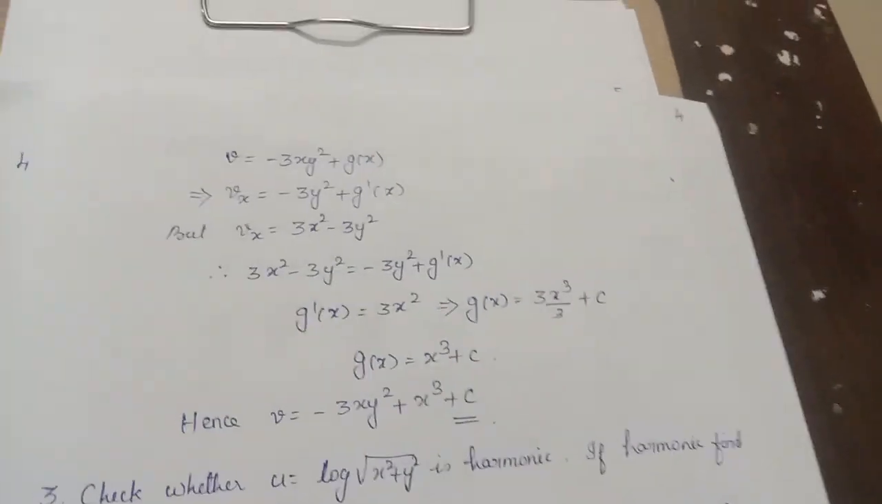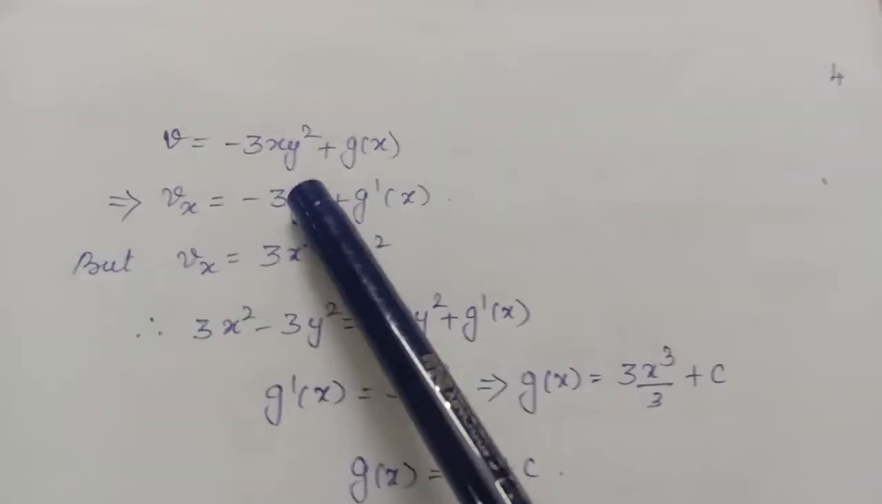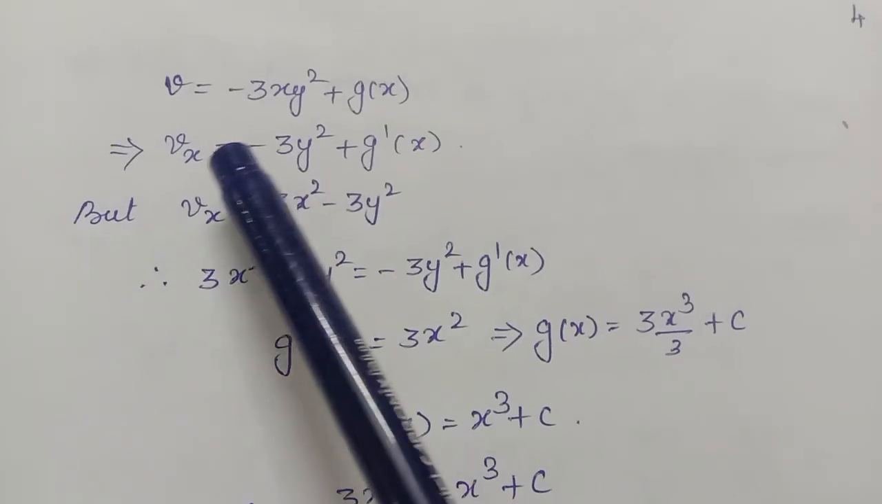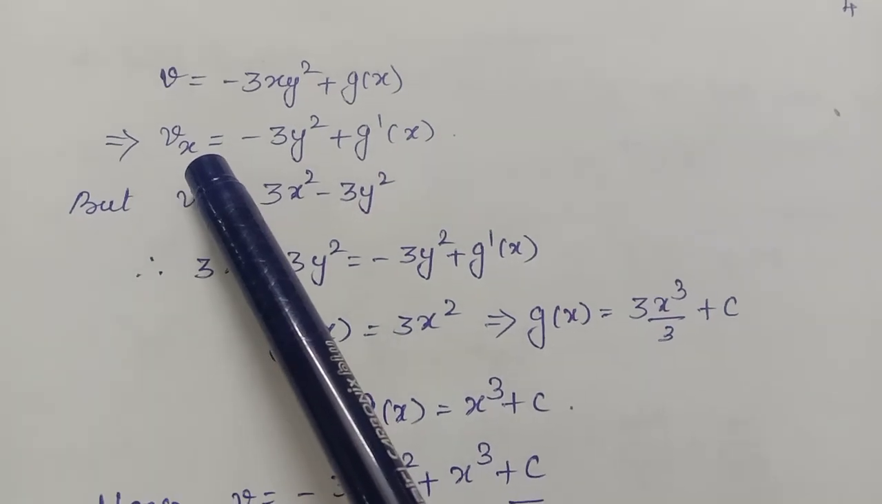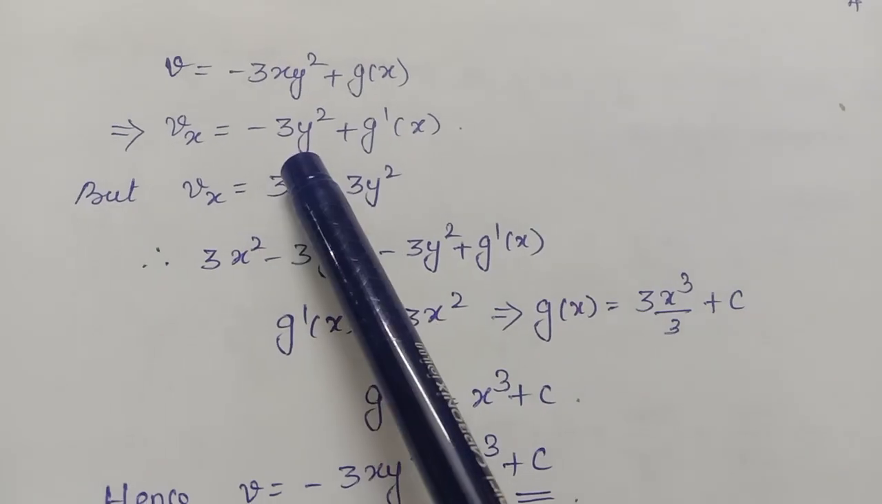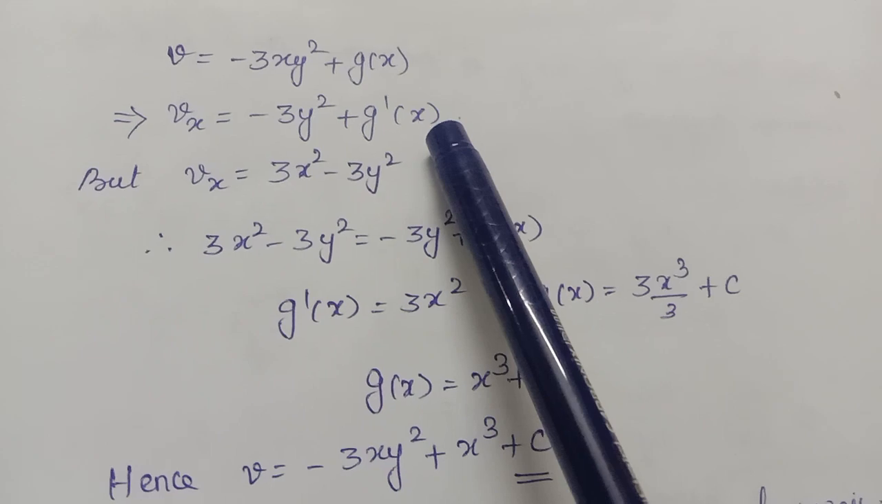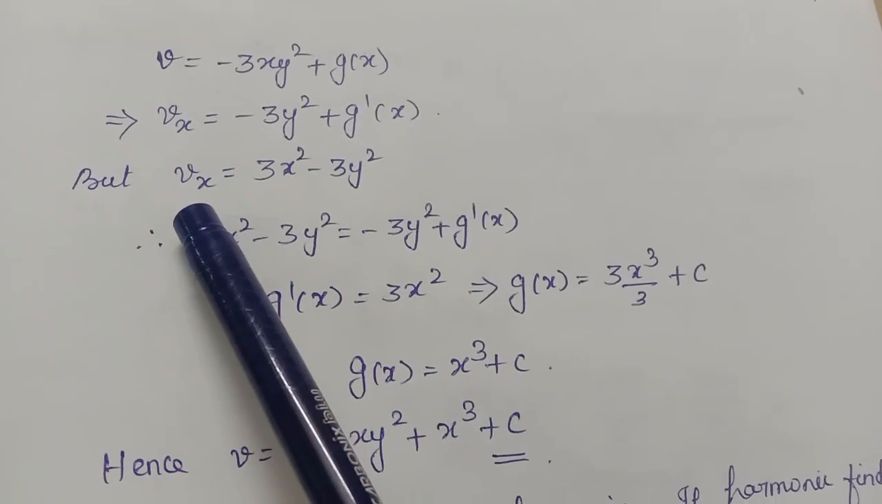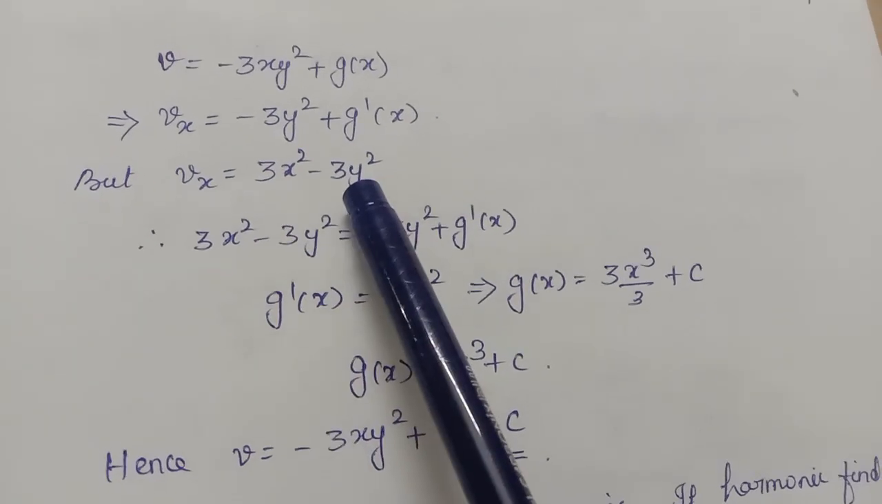Now let's see, what is our v? Minus 3xy square plus g of x. So Vx means differentiation with respect to x, so it will be minus 3y square plus g dash of x. But what is Vx from our CR equation? 3x square minus 3y square.